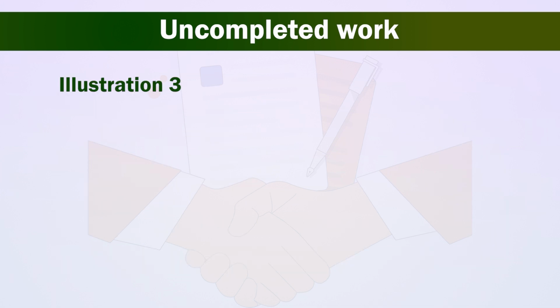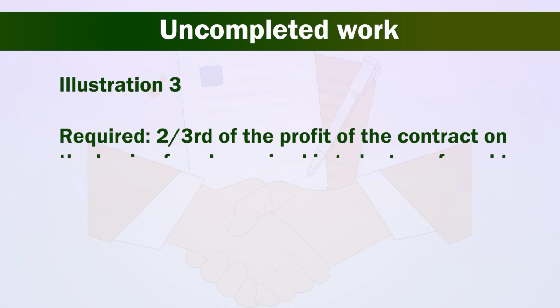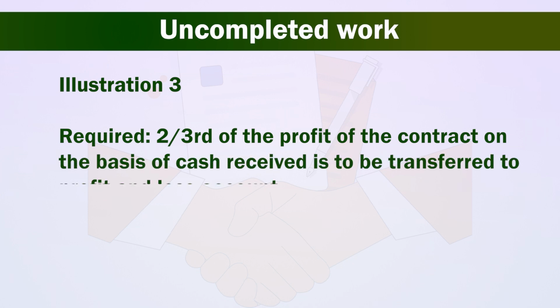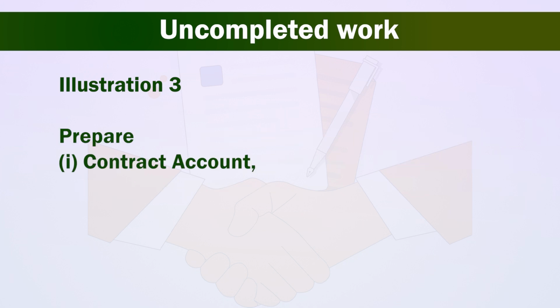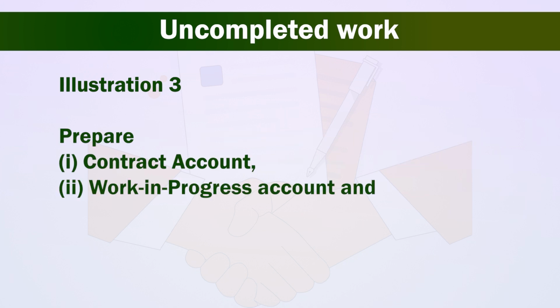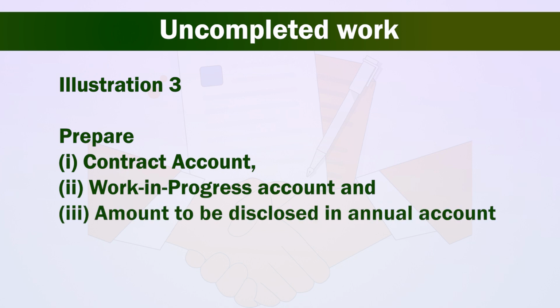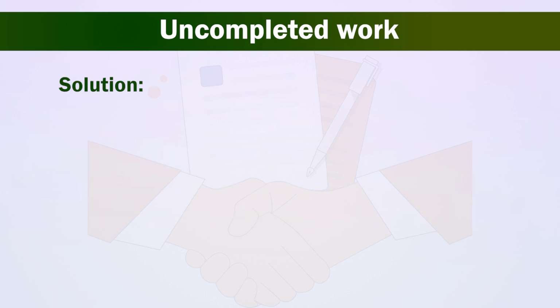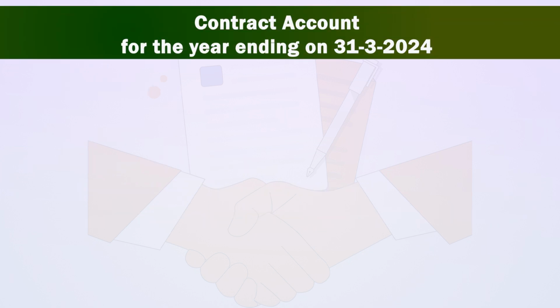You are required that 2/3 of the profit of contract on the basis of cash received is to be transferred to profit and loss account. Prepare number 1 contract account, number 2 work in progress account, and number 3 amount to be disclosed in annual account. Let's prepare solution. Let's prepare contract account for the year ending on 31st March 2024.